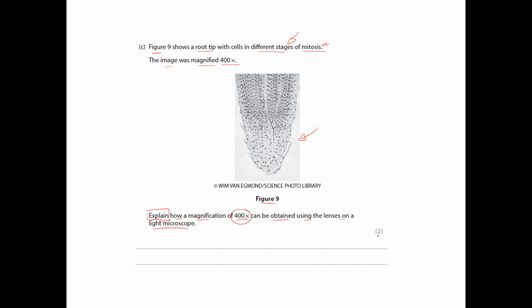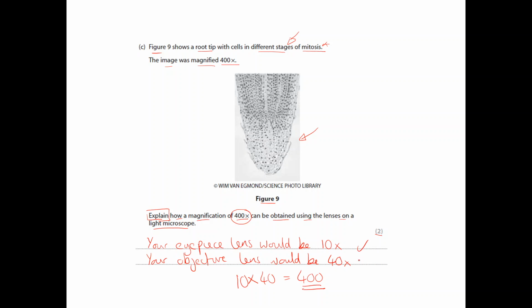Okay, now it's worth 2 marks. And actually there are 2 lenses involved in getting this magnification. So you could say something like, your eyepiece lens would be times 10, and your objective lens would be times 40. So we get those together. 10 times 40 equals your 400. One mark there, and that just really reinforces that you know what you're talking about.